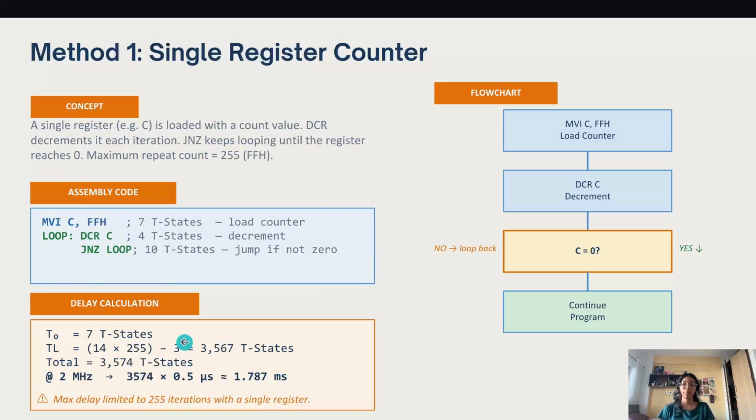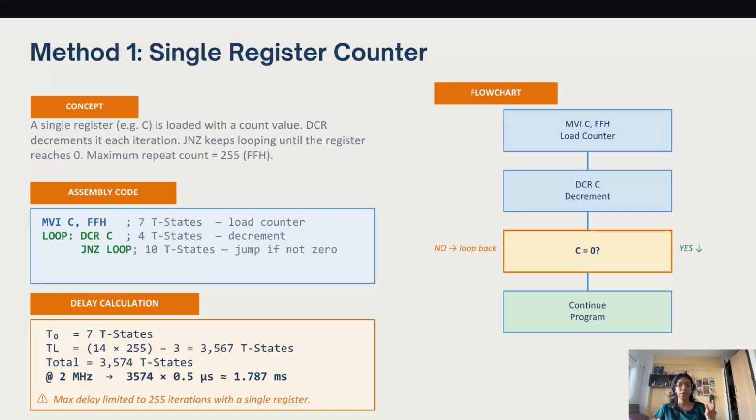We do a small correction of -3 because this conditional statement is of 10 T states only when the loop is run again, but it is actually 7 T states if we jump out of the loop. So this is how we get the total T states. Assuming for all our further calculations that we have taken our clock frequency to be 2 megahertz, we multiply by the inverse of that to finally get an approximate delay of 1.8 microseconds. But over here, this delay is very small because the maximum amount that we can store in a single register is only 255.